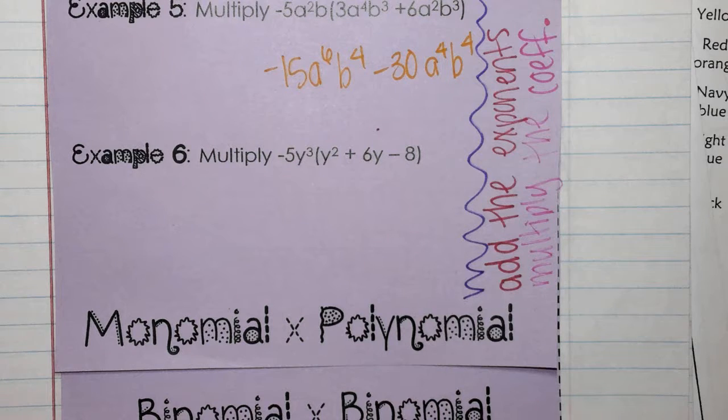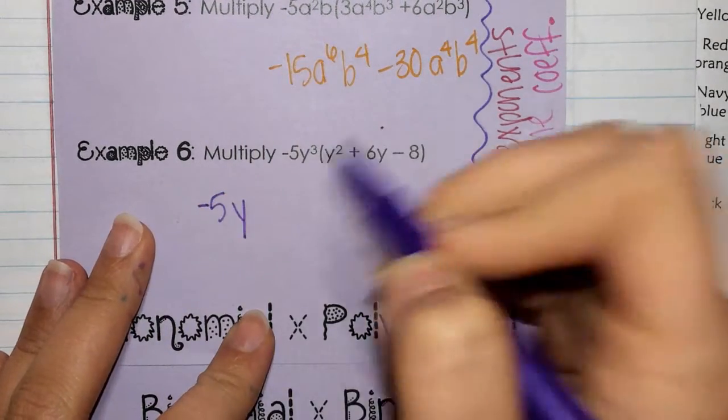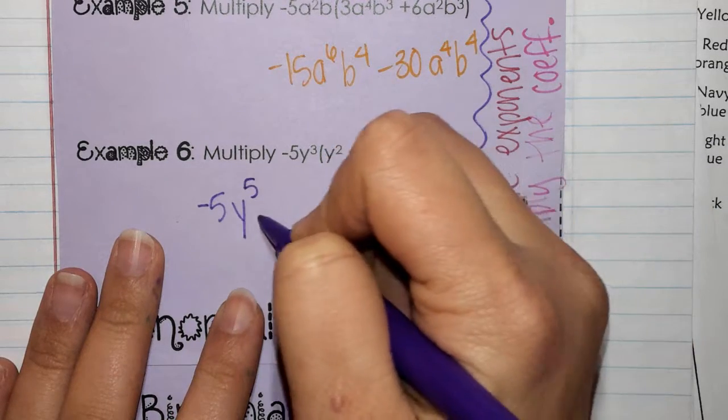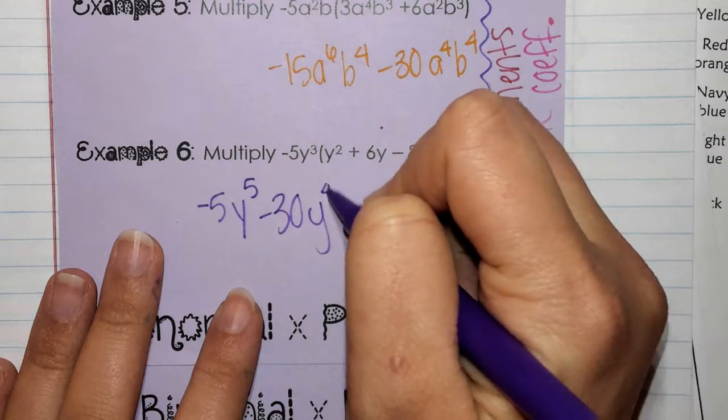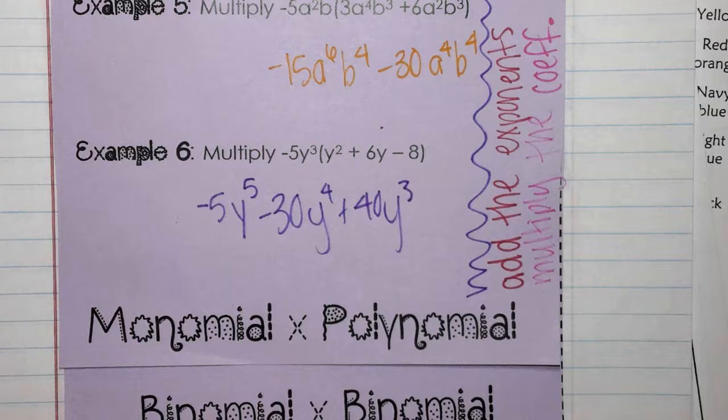Tell me what you got for your answer on example 6. Okay, negative 5y to the fourth power, and then negative 30y to the fourth power plus 40y to the third power, or cubed. Fantastic. Who else got that? Did anybody at the whole table get it right? Take a point. Have you started writing stuff down? Yes. Then you've earned your 3 points that you have circled on here.